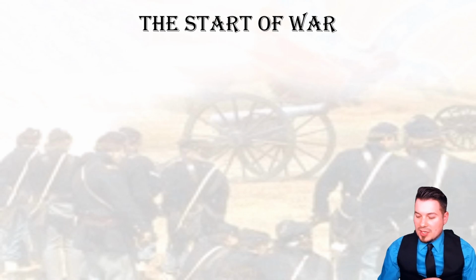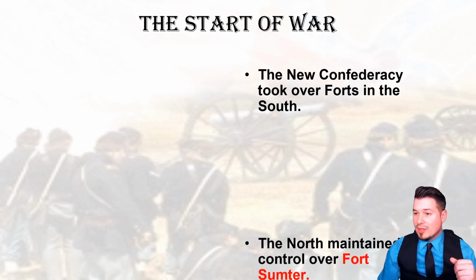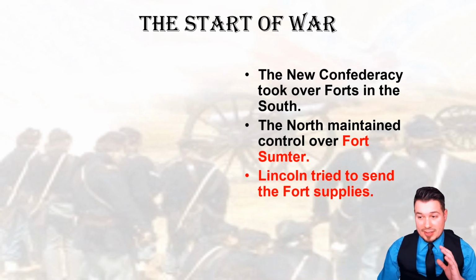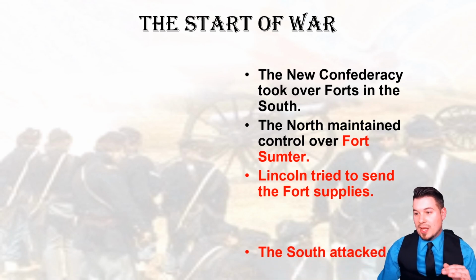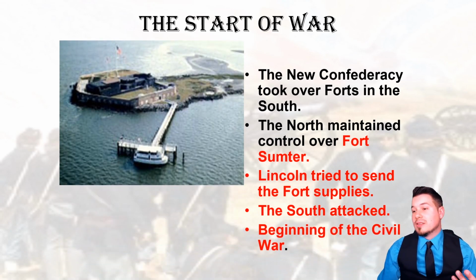Much better fighter. So at the start of the war, the new Confederacy took over all of these forts in the South. This new country seized all these forts that were part of the U.S. in the South. The North maintained control over one, actually technically two, but one in particular we're going to be looking at, Fort Sumter. The North maintained it by continuing to send supply ships to this fort, and they continued to send supplies until the Confederates halted a ship of supplies, and the South attacked. And because the South attacked, this began the Civil War.